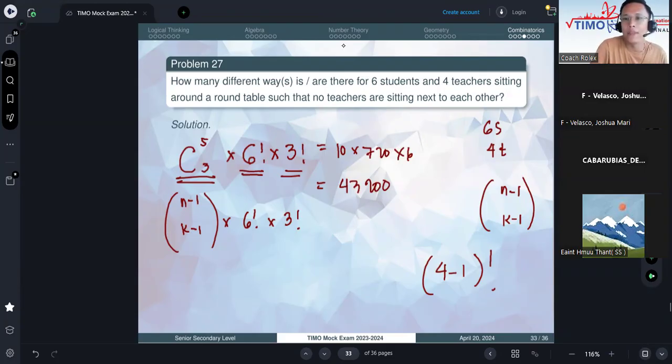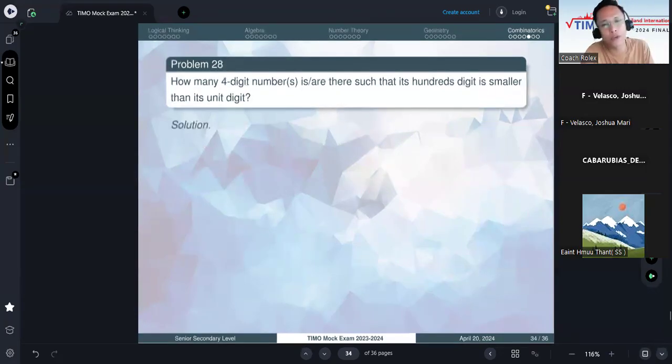Okay. Number 28. How many 4-digit numbers are there such that its hundreds digit is smaller than its unit digit? Okay, smaller than its unit digit. So from here, the hundreds digit is smaller than.